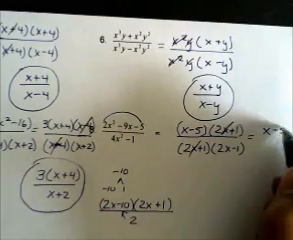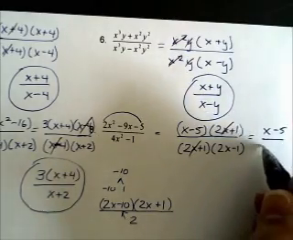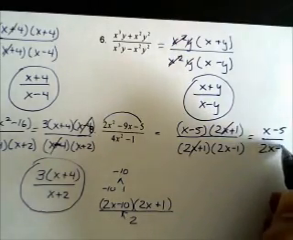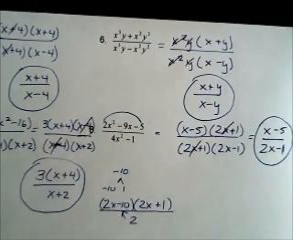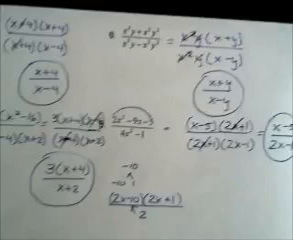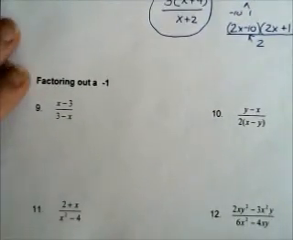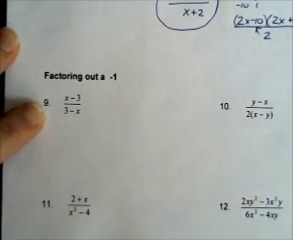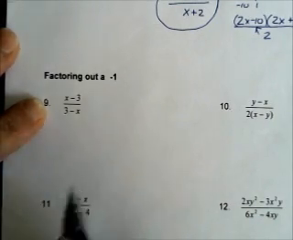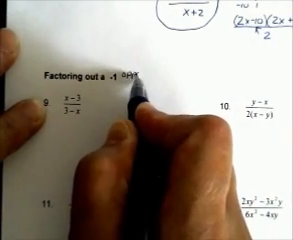So our simplified expression is x minus 5 divided by 2x minus 1. Next, factoring out a -1. So we're still simplifying. Factoring out a -1. If we look at number 9 here, x minus 3 divided by 3 minus x, I call these opposites, right? Opposites.